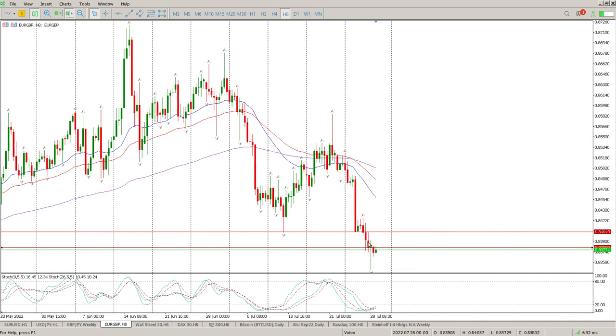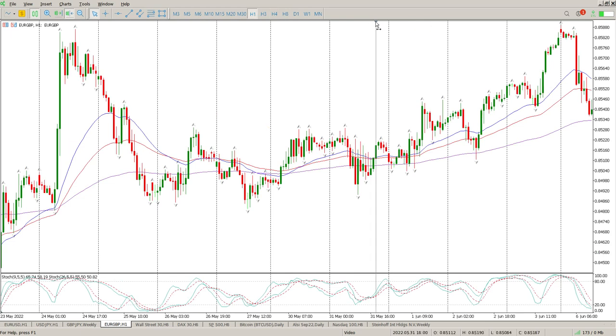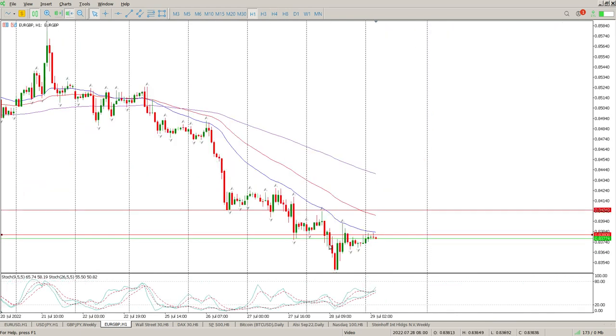0.83608. I would say if we break above the pin bar, then you're looking for a move higher. I wouldn't say a reversal, but sort of a pullback, and then you'd be looking for the first bit of structure. So just keep that in the back of your mind. And we come to the hour. You can see yesterday we did get the retest here, as we indicated, at 0.84049.